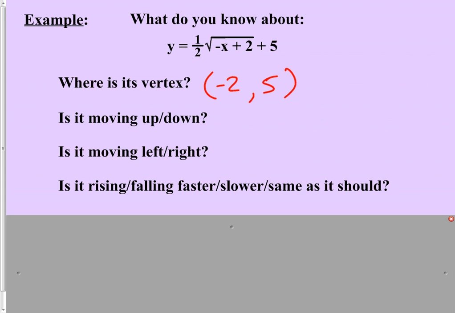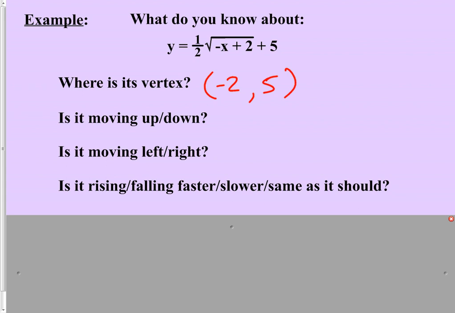The graph, is it moving up or down? Now this is a little bit different from our parabolas. Our parabolas only went one of the 4 directions: up, left, down, or right. But remember, a square root function is moving in 2 directions at once. It's actually heading to infinity in 2 different directions. We have to identify up or down, it's going to be one or the other, and left or right, it's going to be one or the other.